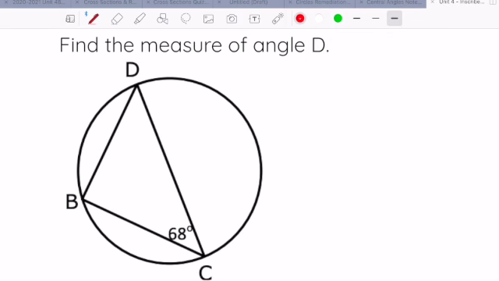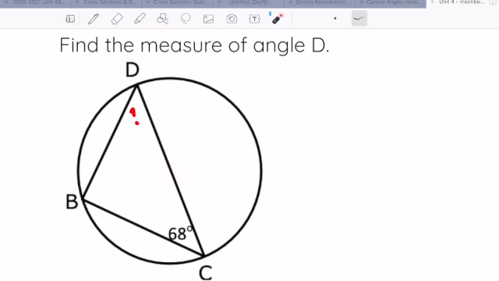Here is an example for part 3 of the inscribed angle theorem. My question here asks for the measure of angle D. Well, I can assume here that this line, D to C, is a diameter. We're just going to go ahead and make that assumption here. Even though we don't really have a central point, I'm telling you it's a diameter.